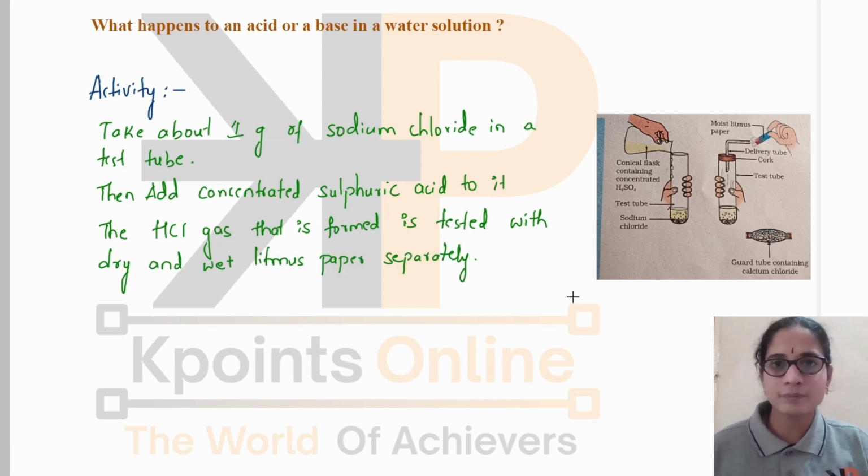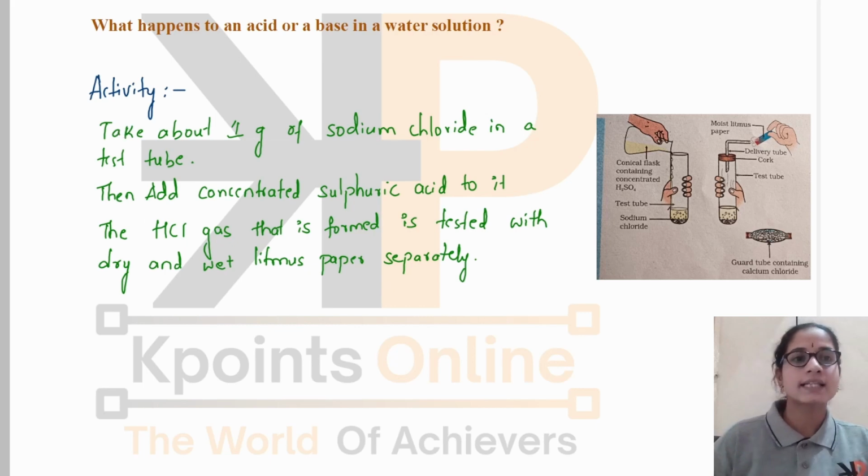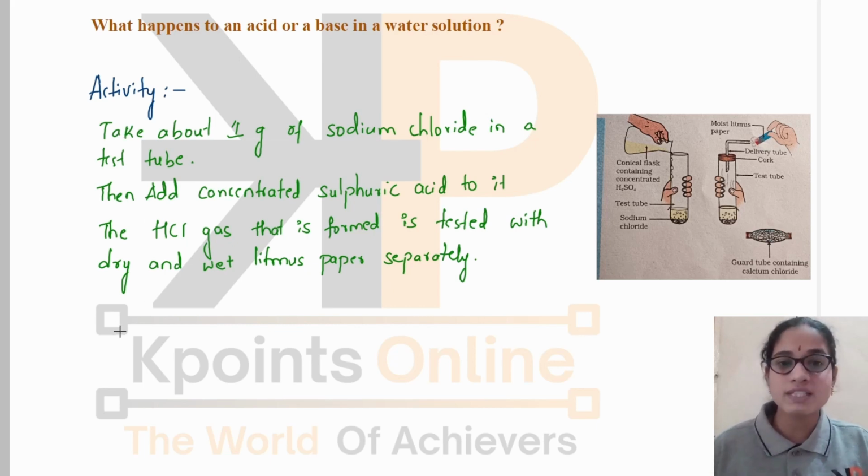If the environment is moist in nature, then we have to fix a guard tube containing calcium chloride so that it absorbs the moisture from the environment, as we are checking the acidity of this gas in dry condition. Wet litmus paper is used in the other case. We have to test in both cases. Then we observe whether the color is changing or not.